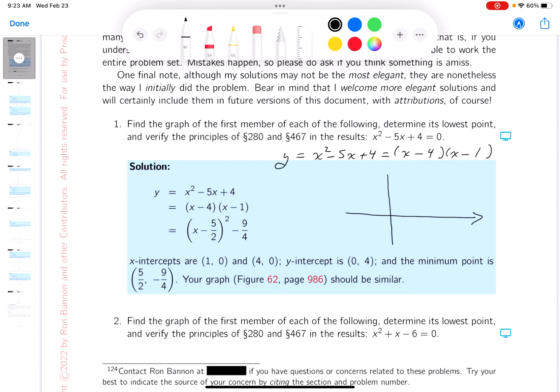So I get a y-intercept of 4. I'll write that point down. That's 0, 4. And then what do you get? You're going to get an x-intercept at 1. And that's the point 1, 0. And you get another one at 4. So let's see, 1, 2, 3, 4. Put that over there. That's going to be 4, 0.